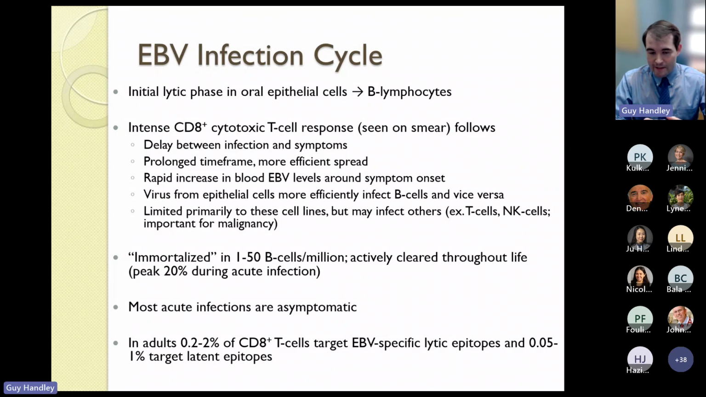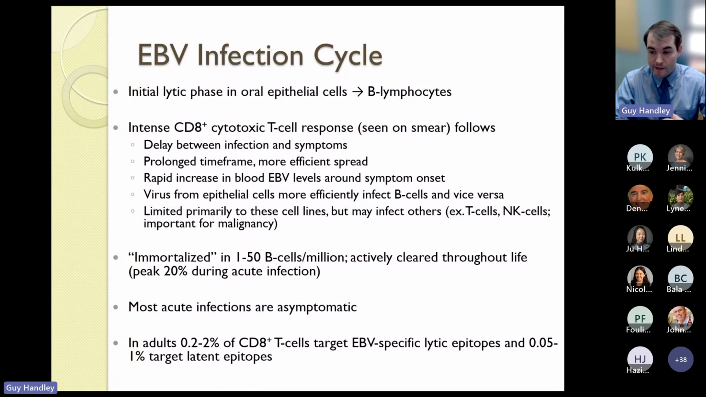Another interesting thing is the virus that's generated in epithelial cells is actually more efficient in infecting B cells. And B cells that have been induced to produce lytic virus in vitro are more efficient in infecting epithelial cells. So there seems to be some sort of give and take where the virus can re-enter a lytic cycle with the right circumstances and preferentially go back to epithelial cells, in theory to be able to shed and infect the next host. It can also infect T cells and NK cells, which is important for malignancy, particularly with the oncogenes.